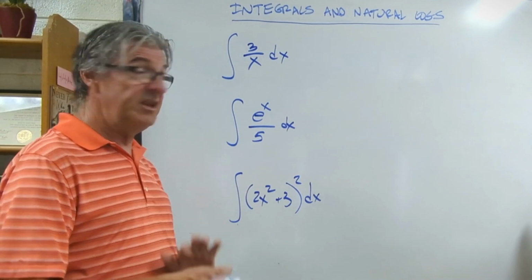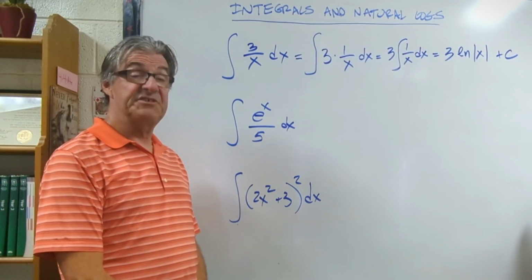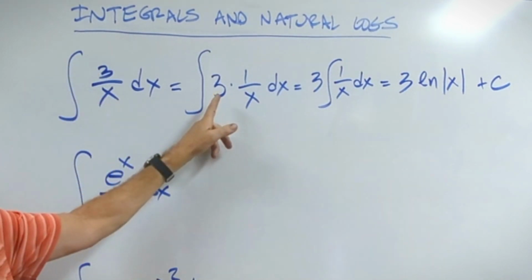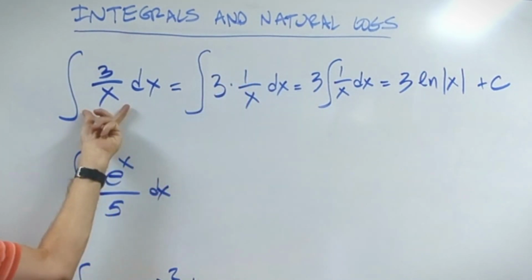So what I want you to do is pause the video and give this one a shot. All right, let's see how you did. So first off, I have to get this 3 off here. So if I just multiply 3 times 1 over x, that's equivalent to 3 over x.